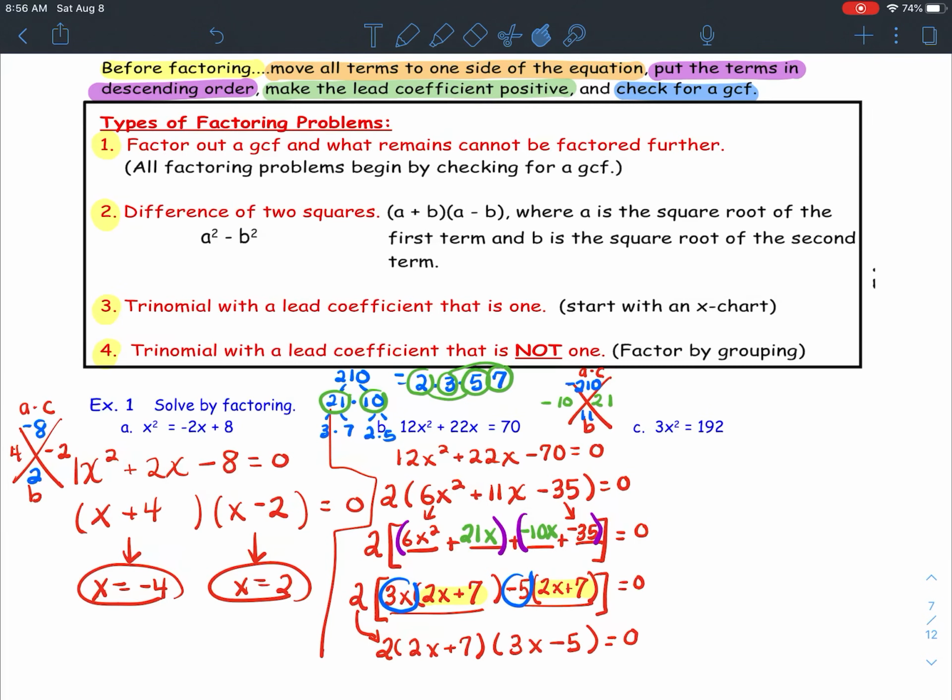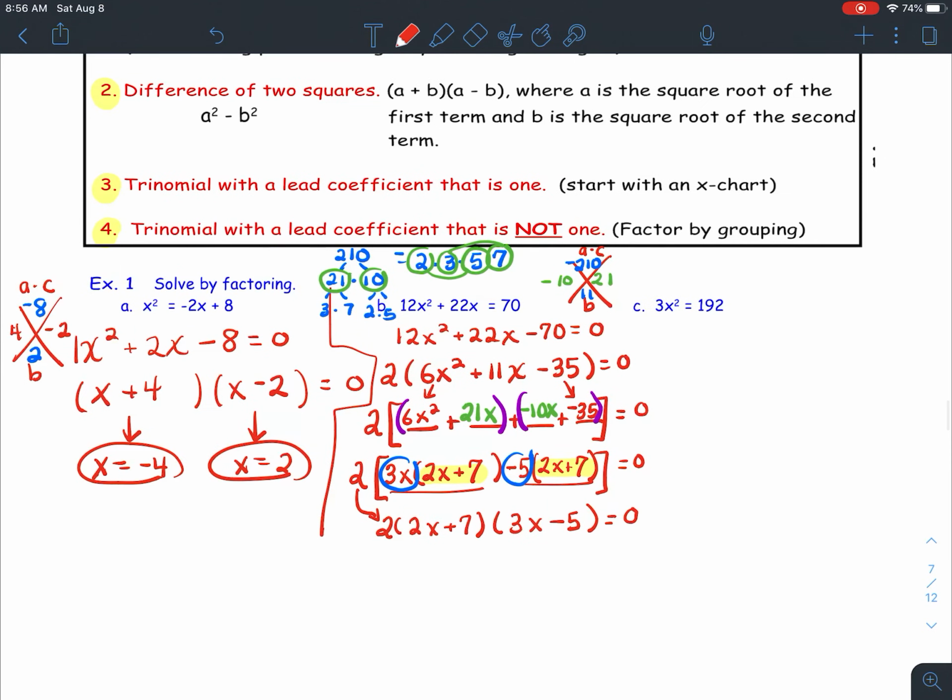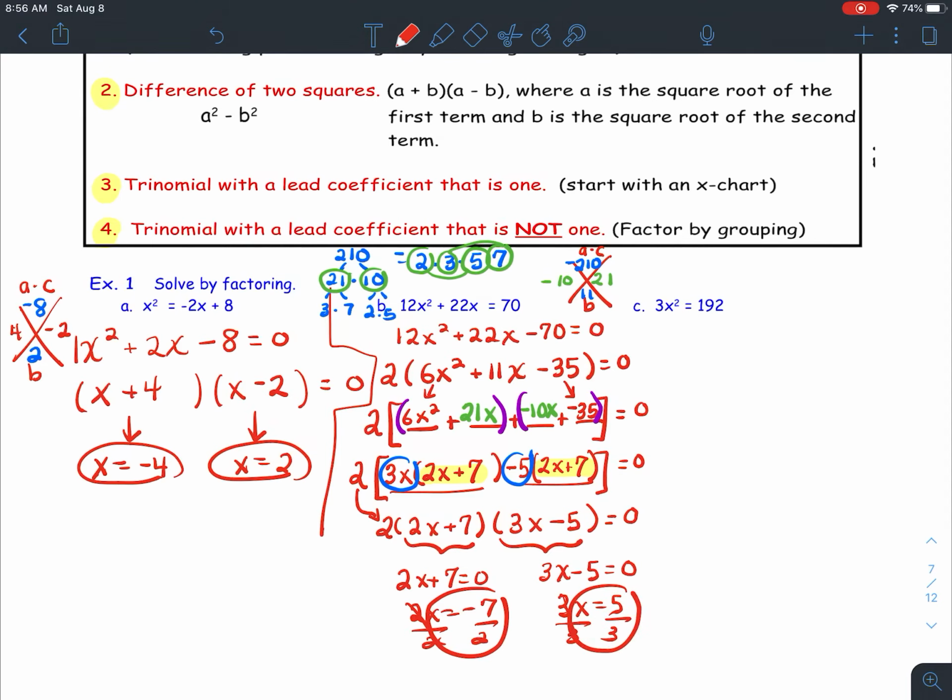Okay, if you catch what I forgot to write down here, I forgot to carry my GCF down. Okay, make sure that you're always maintaining that GCF there in the problem. However, when we go to actually set our factors equal to 0, we're only setting the factors that have variables, or x's, in them equal to 0, and then we would go ahead and solve each of these for x. That would give us one answer of negative 7/2, and then another answer of positive 5/3.